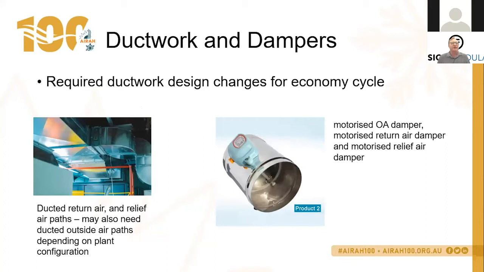Ductwork and dampers: in an economy cycle, you're going to require additional motorised outside air dampers, return air dampers, and relief air or exhaust air dampers that all have integrated controls and are motorised. You'll typically have a larger return air duct or relief air duct in the system for when it goes into economy mode and is supplying 100% outside air, so that you're allowing the system to pressure balance in the space.